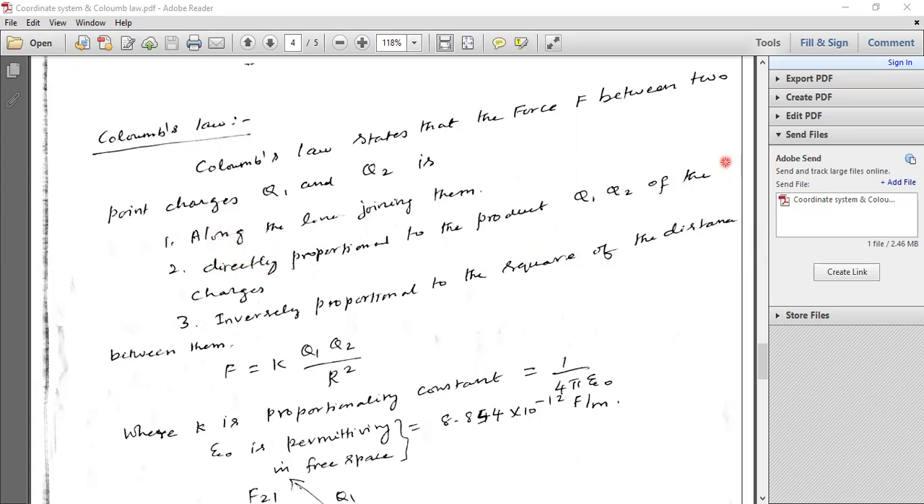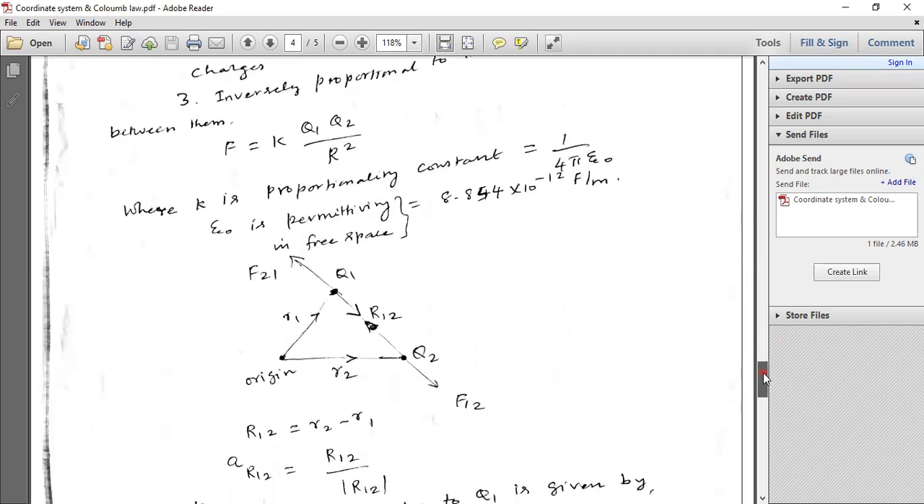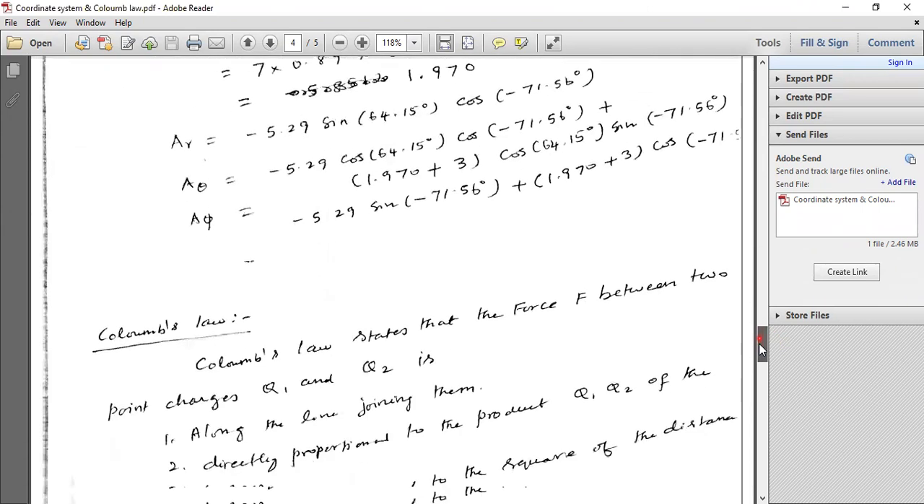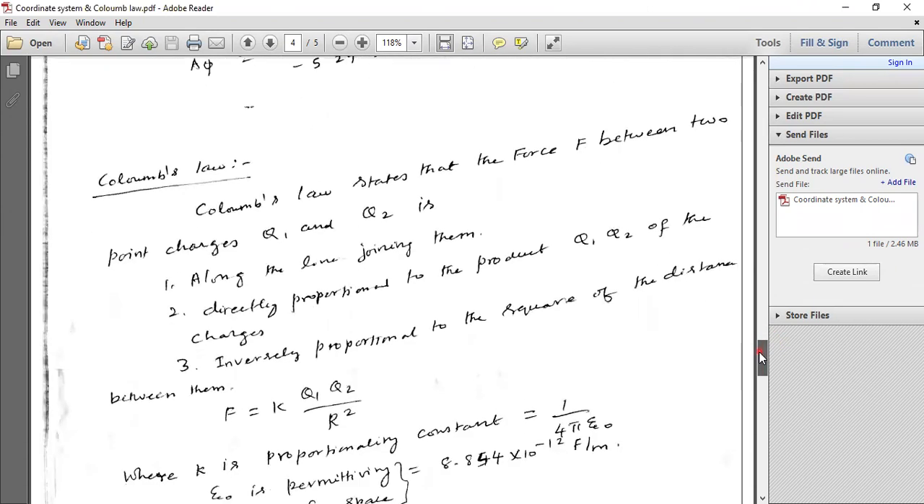This Coulomb's law is applied in the calculation of electric field intensity, and Coulomb's law can be applicable to line charge, surface charge, or volume charge present in different configurations of charges.